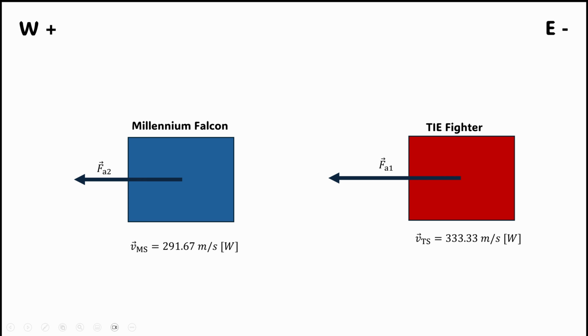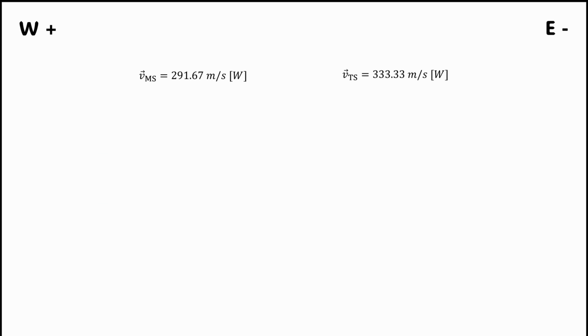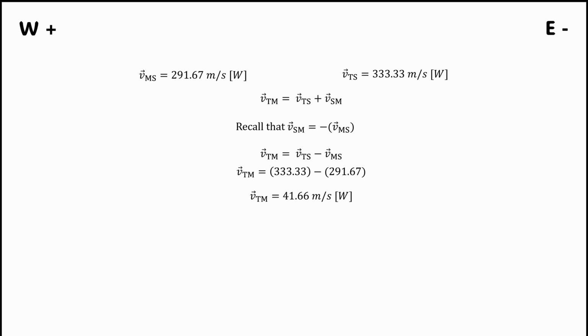If we define west to be positive, and assuming the Millennium Falcon is of course traveling at maximum speed, we can calculate the relative speed of the TIE fighter to the Millennium Falcon. Right? So, of course, using our formulae and the inversion principle, we get that the velocity of the TIE fighter relative to the Millennium Falcon is 41.66 meters per second west.